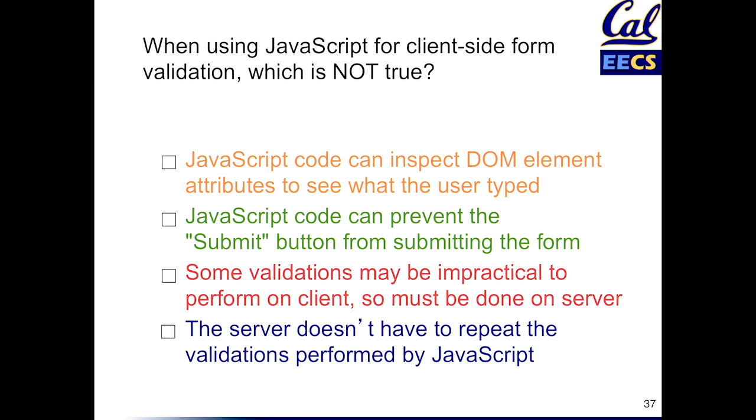OK, let's jump away from jQuery for a moment to do a sanity check here about JavaScript's role in the browser. Suppose we're using JavaScript for client-side form validation, like in that lovely code that I showed a little while ago. Which statement is not true? You can inspect the DOM element attributes to see what the user typed. The JavaScript can prevent the submit button from actually submitting the form. Some validations might be impractical on the client, so you have to do them on the server. Or vice versa, the server doesn't have to repeat the validations that you've already done on the client. Which statement would you ban from the earth forever?